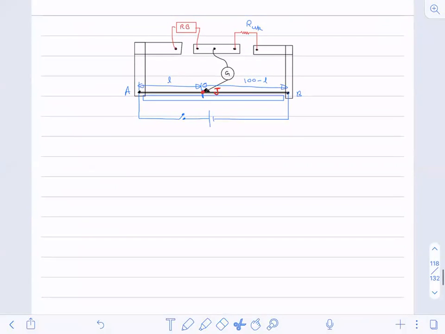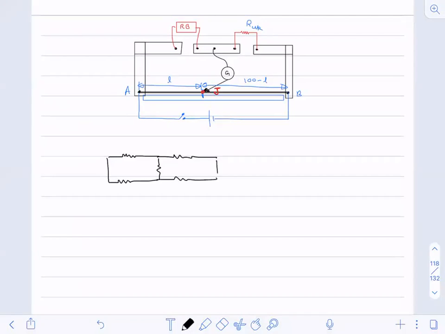Now if you can remember that Wheatstone bridge, it is somewhat like this. Yes or no? Now, here in meter bridge, what I can say is that RB is one resistor. So first let me name this. This is P, Q, R and S, and this is W.